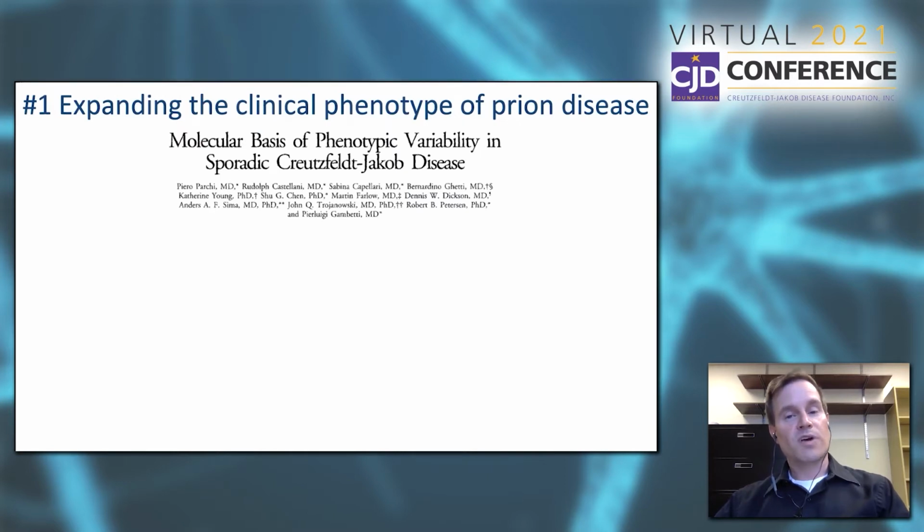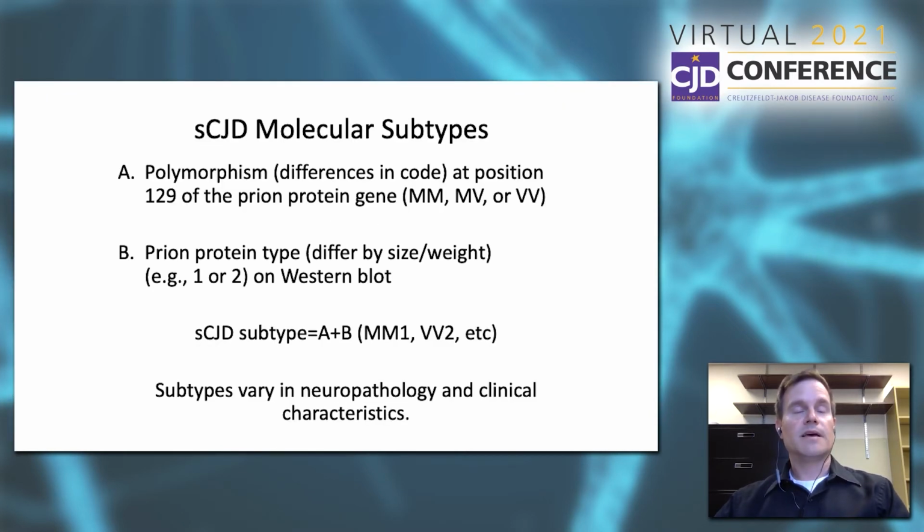So, as you know, sporadic Creutzfeldt-Jakob disease is the most common cause of prion disease. It makes up about 85% of all cases. But as many of you are aware, there are several different subtypes of sporadic CJD that look different clinically and neuropathologically. Sometimes the diagnostic tests will be different depending on the subtype. And basically, the subtype is denoted by a polymorphism at position 129 of the prion protein gene that we all have. We all have normal variants. You can either be MM, MV, or VV.